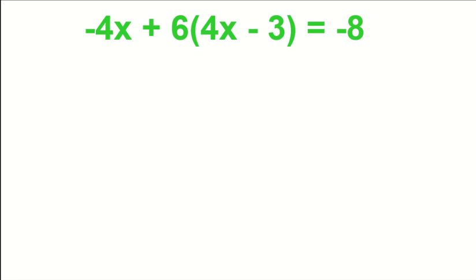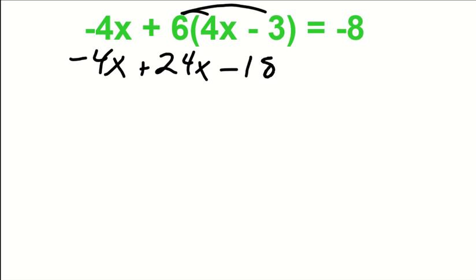All right, so we are going to distribute first. When I distribute the minus 4x, nothing happens with it yet. It's still just there. We take the 6, multiply it by both parts. So I got plus 24x, I've got minus 18, and it equals negative 8. Everybody good with that step? From what I can tell, most people did that step correctly.